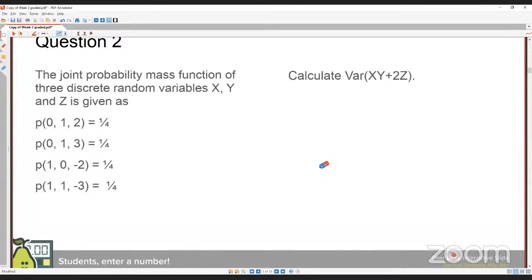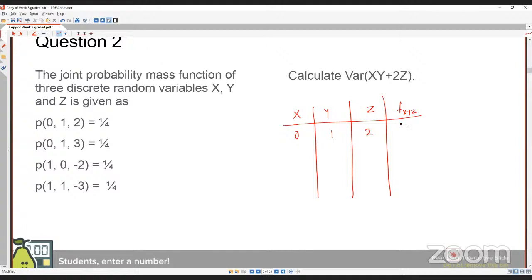Okay. So see, you have x, y, and z, right? So you have your f(x, y, z) given here. Now look at the first term here. It is x taking the value 0, y taking the value 1, and z taking the value 2. Probability is 1/4. X taking the value 0, y taking the value 1, z taking the value 3. Probability is 1/4. X taking the value 1, y taking 0, and z taking -2. The probability is 1/4. And x taking the value 1, y taking the value 1, z taking the value -3. Probability is 1/4. Right?